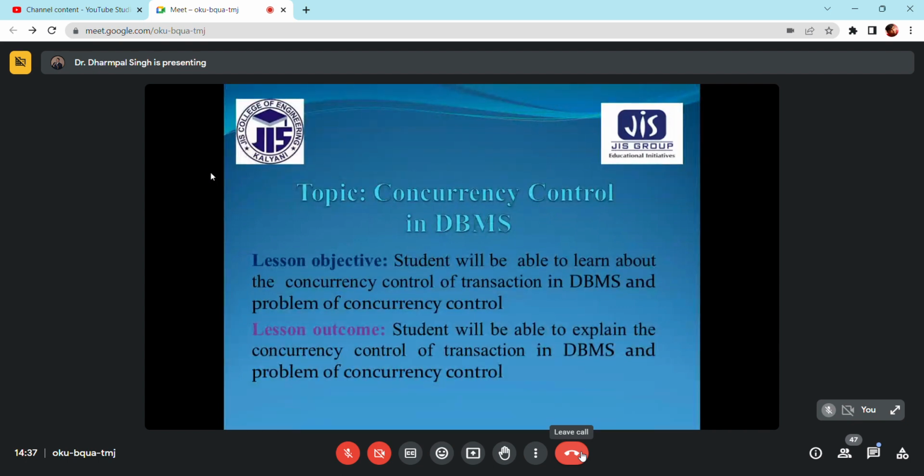Now you can see the concurrency control. I said that this is the concurrency mechanism we are going to learn. So, concurrency control in DB method. When you cover this topic, you can learn what the meaning of concurrency control is.